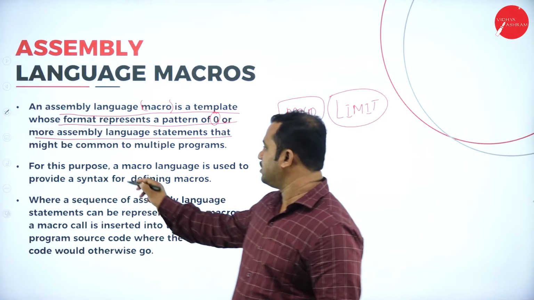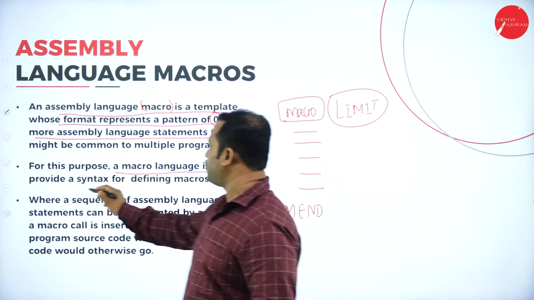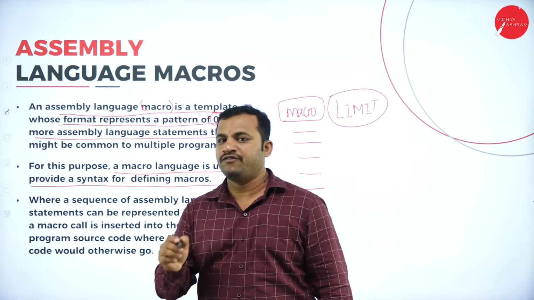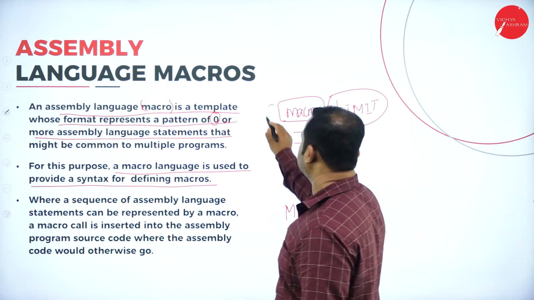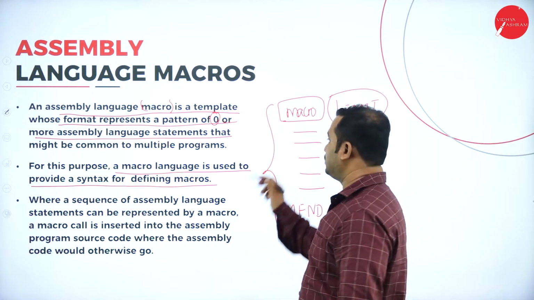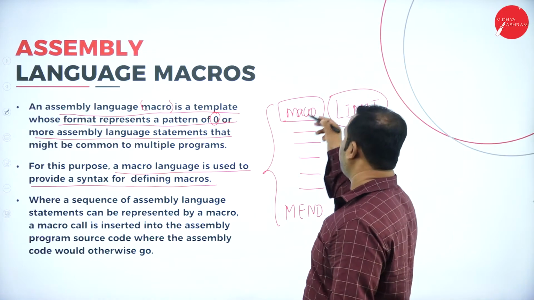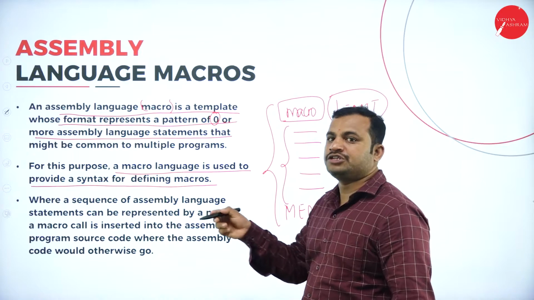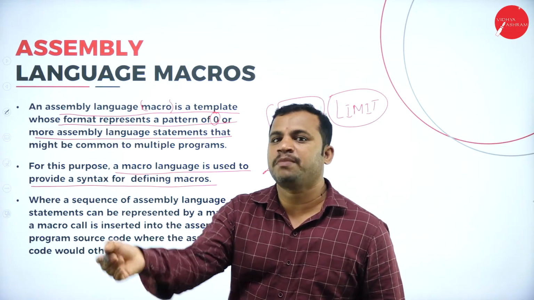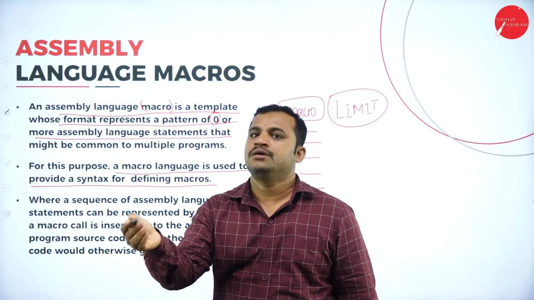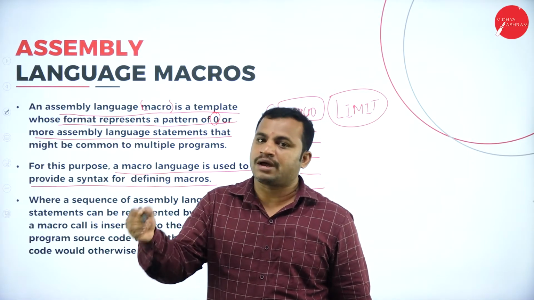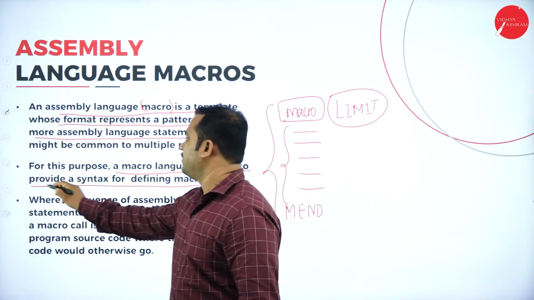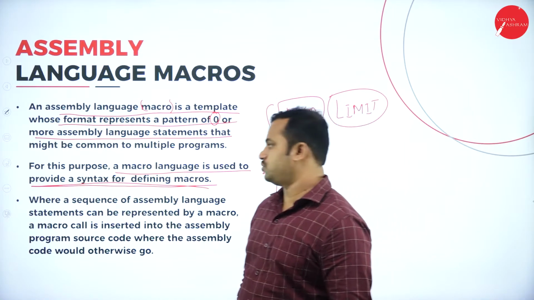In that case, a macro language is used to provide syntax for defining macros. That is, for defining a macro, we need a syntax of this format: macro is the keyword followed by the name of the macro. Within that, you can have any set of statements which can be incorporated for expansion of the actual program before the compilation begins. That is called the syntax of the definition of a macro.